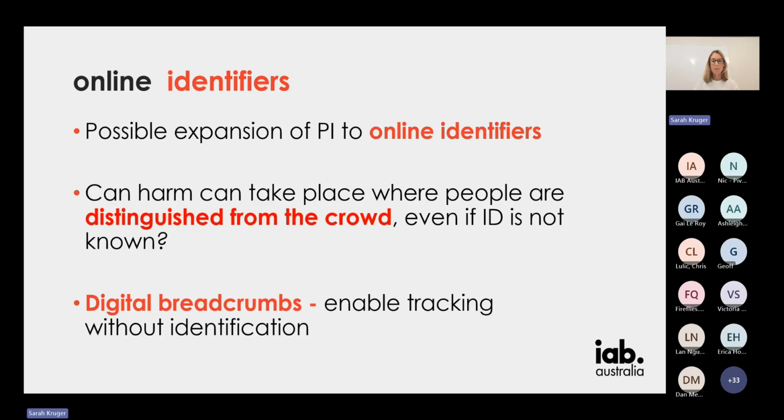The digital breadcrumbs, the geolocation data, the patterns of behavior we exhibit online when we click, share, like, they all enable a type of tracking without identification. So it is possible that Australia could reform the law to catch the use of these sorts of online identifiers. And again, we as an industry need to explain the impact that could have.